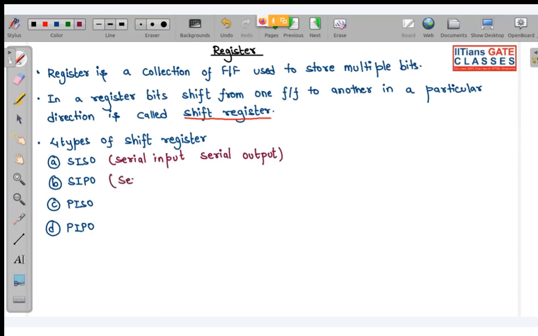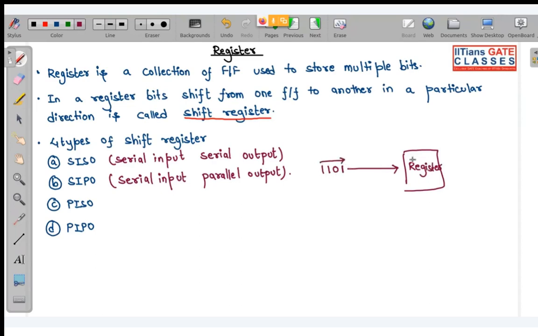Next is SIPO. So that is serial input, parallel output. So that means, if suppose we have a 4-bit input, for entering this complete input inside the register, I will require 4 clock pulses. Why? Because with serial input, at each clock pulse, one bit is entering the register. And at a single clock pulse, the entire output is going to come out of the register. So this is serial in, parallel out.